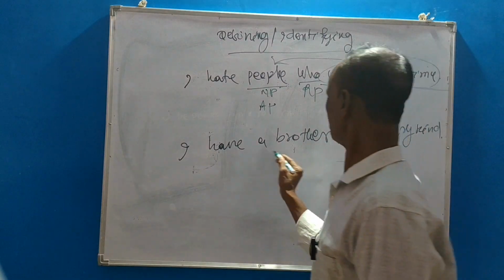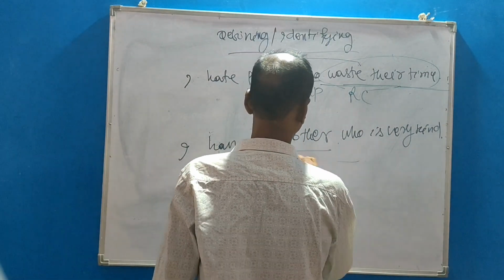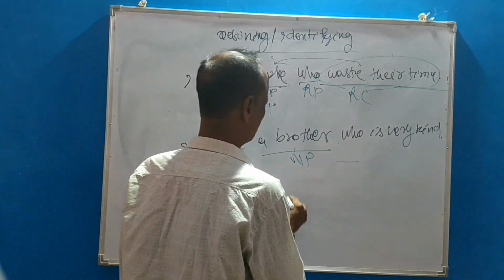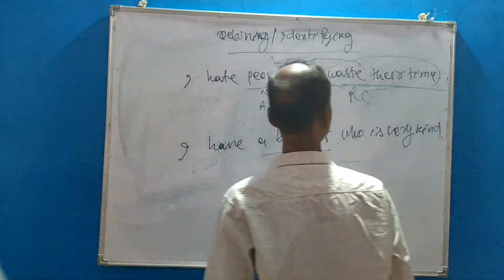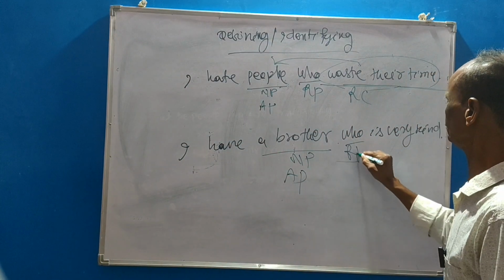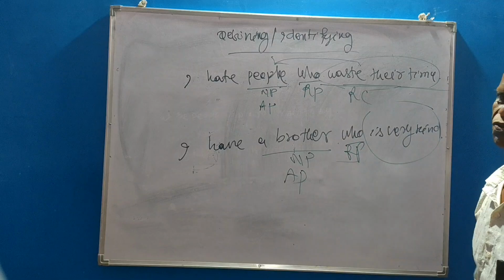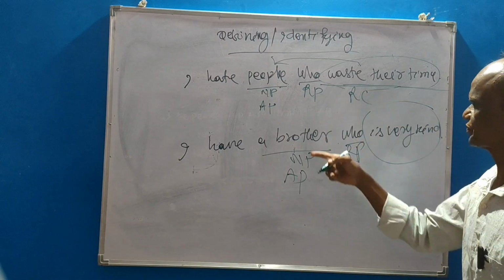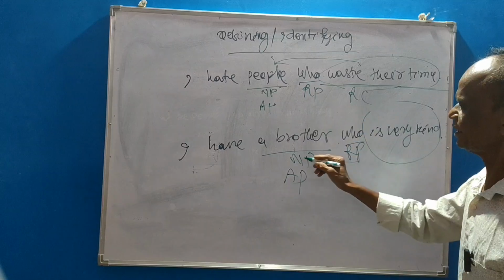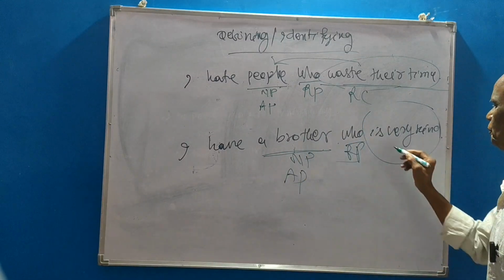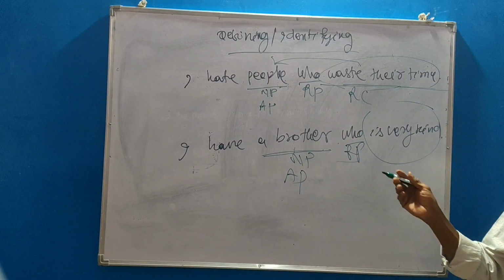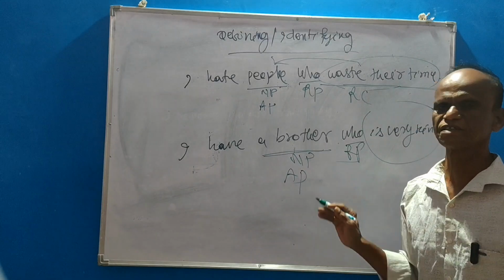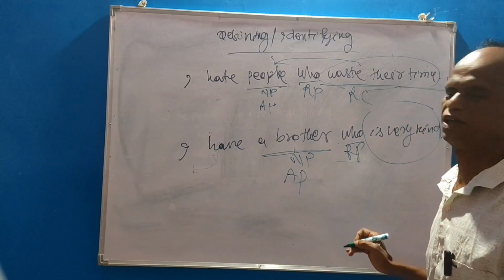Okay? I have a brother who is very kind. A brother is the noun phrase, or say antecedent part, who is the relative pronoun, and is very kind, that is the relative clause. Because it gives essential information about a brother. If you omit is very kind, the meaning of the sentence cannot be fulfilled.